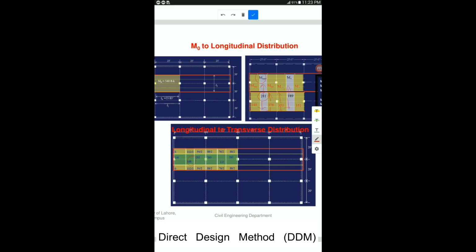In the exam part, you may be asked for 1 or 2 to 3 locations to do the transverse distribution, for example, for the positive exterior moment, or maybe you will be asked to distribute the negative moment for the exterior face or first interior support, like this is the interior support and this is the exterior face. So you may be asked to distribute only this moment in transverse direction. So depending upon the statement given in the question, you have to do the transverse distribution.